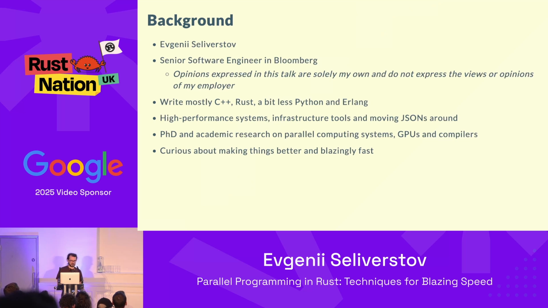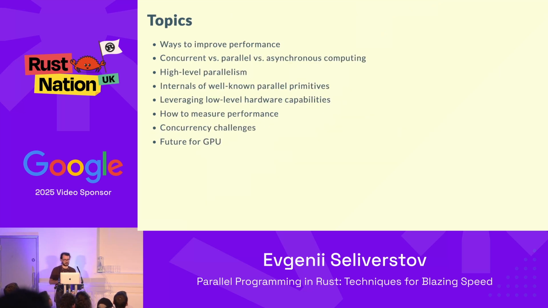So let's move on. We will speak a bit about how to improve performance, the difference between concurrent, parallel, and asynchronous computing, and what the high-level parallelism approaches and low-level parallelism approaches are. We'll speak a lot about unsafe, and something about the future of GPUs. So yeah, about parallel.